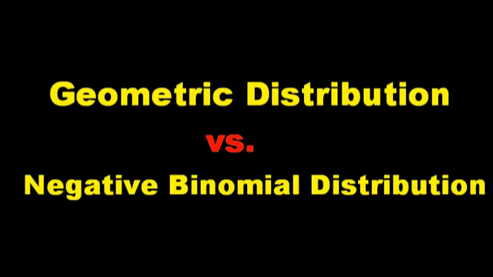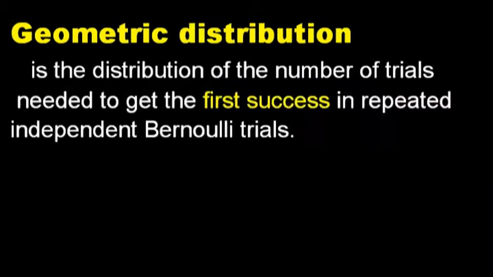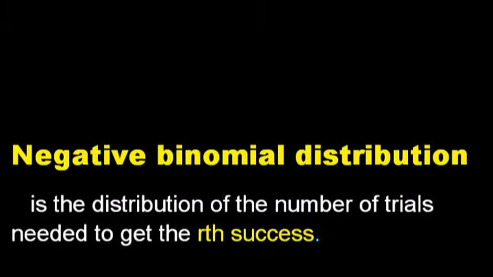So let's go first to the geometric distribution. Geometric distribution is the distribution of the number of trials needed to get the first success in repeated independent Bernoulli trials. But negative binomial distribution generalizes this one.